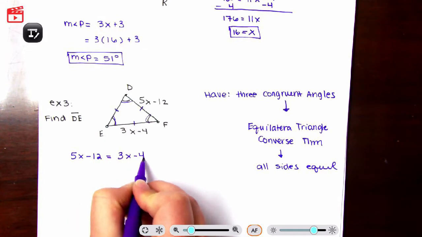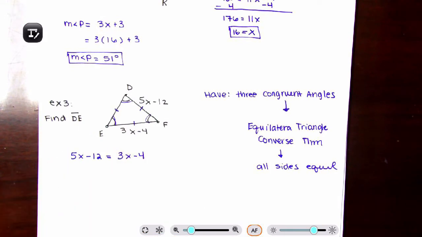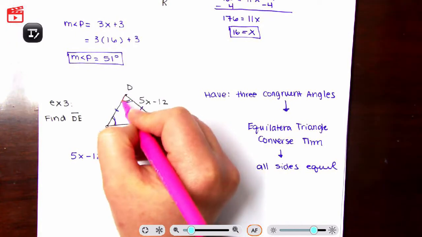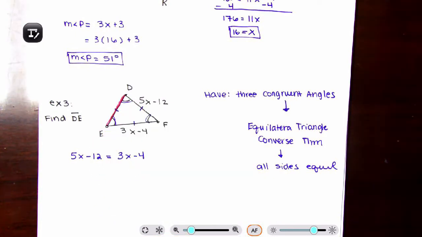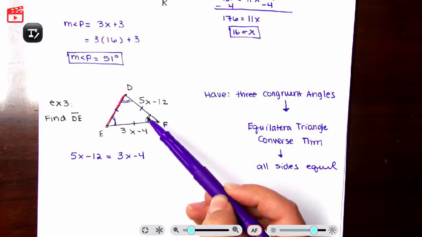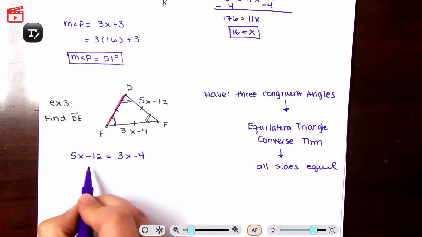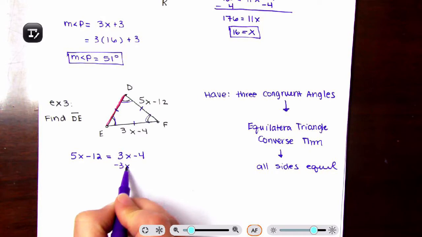Now what's our objective? Our objective is to find DE, which is this side right here, segment DE. We're trying to find this measure. Right now all we have are these two sides to work with, so let's work with that. I'm going to solve for x. Usually that's the way to go.